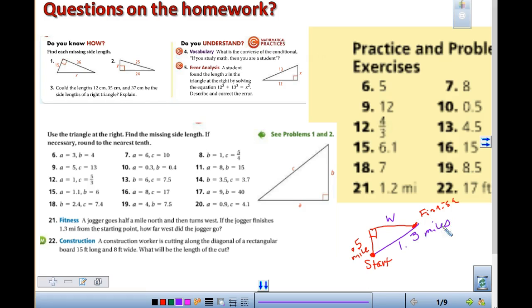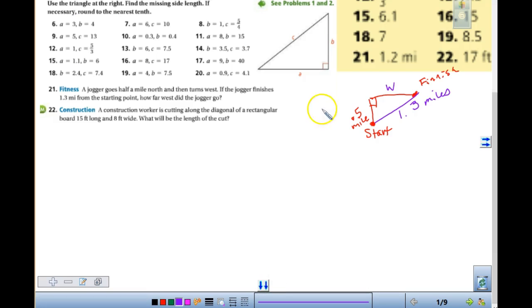So now if we are setting up number 21 for our work, I would have a squared, which is my 0.5 squared, plus w squared is equal to 1.3 squared. So as I am looking at your work, I should be able to see in number 21 that you set your question up in that way. Here's the key thing: you definitely want to make sure you label your answer when you finish that.